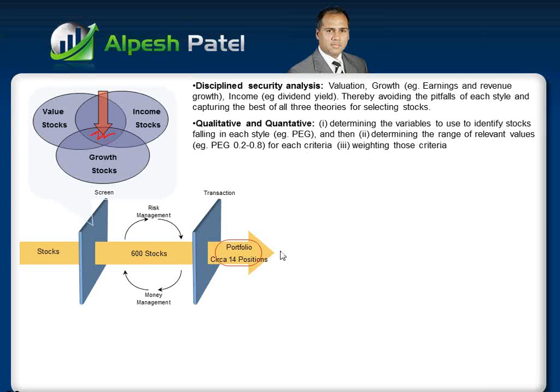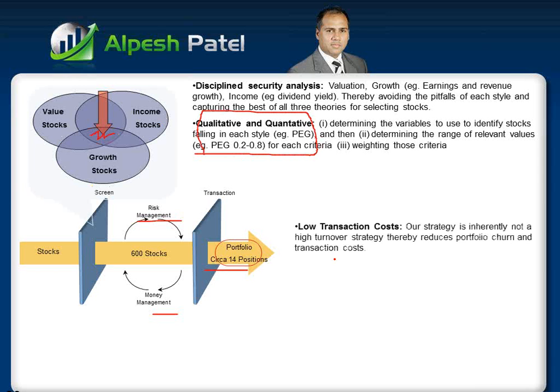And then I'm looking for a portfolio of about 14 positions. So you might say, okay, well, Alpesh, you're going to have to explain a lot there. Explain to us what you mean by risk management, what you mean by money management, and why 14 positions, and how good are all of these quantitative and qualitative criteria which give you income value growth stocks. So let me show you.